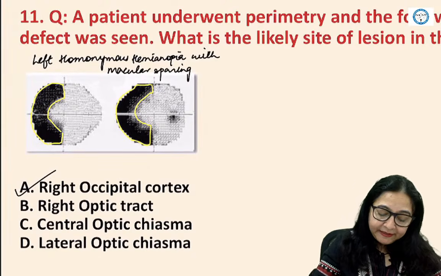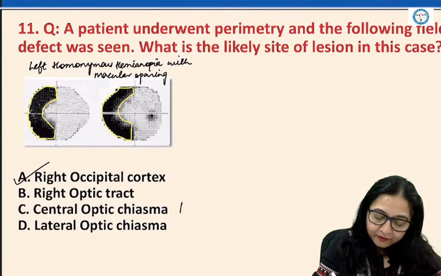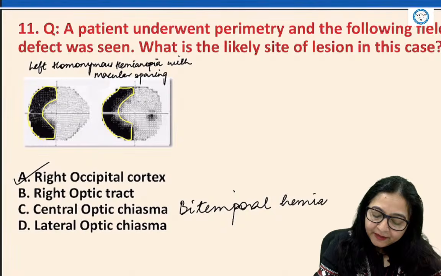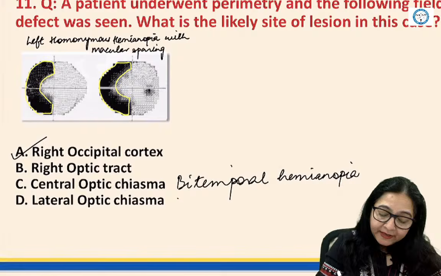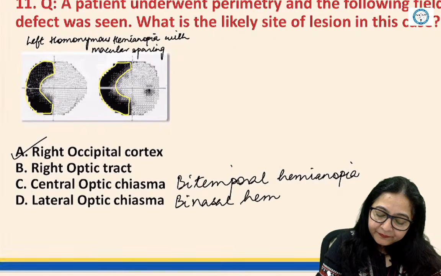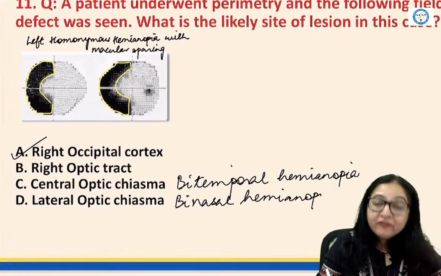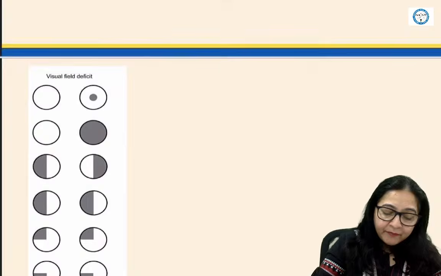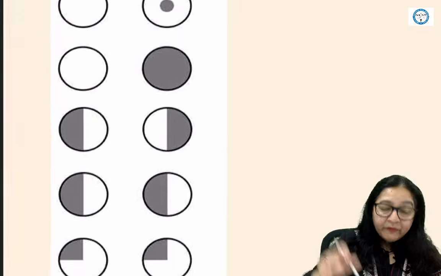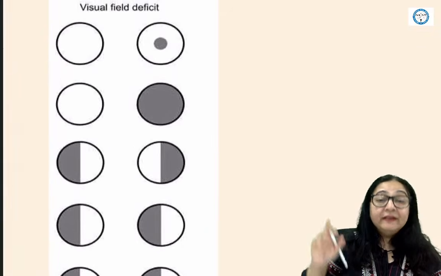Okay, for example, in the cases of pituitary adenoma, you will be getting bitemporal hemianopia. Similarly, in lateral optic chiasma lesions, which are rare, you will be getting binasal hemianopia. Okay, so again, बच्चे, visual field defects is an important question. So a quick recap for you: what will be the site of the lesion in different types of visual field defect.